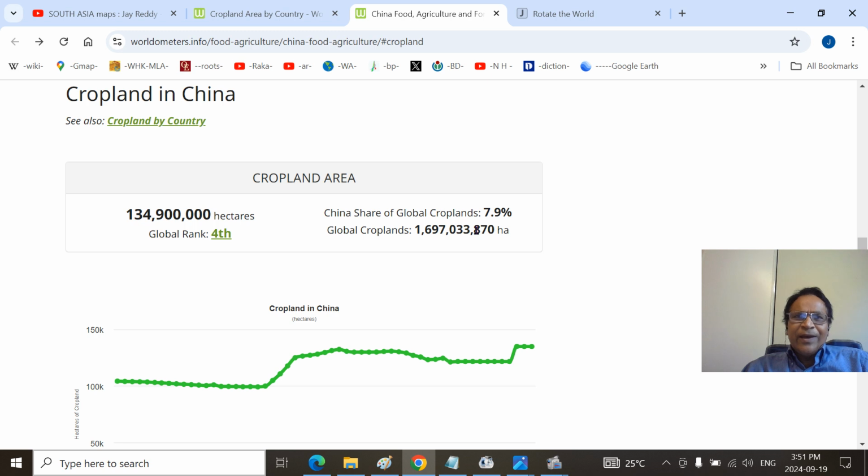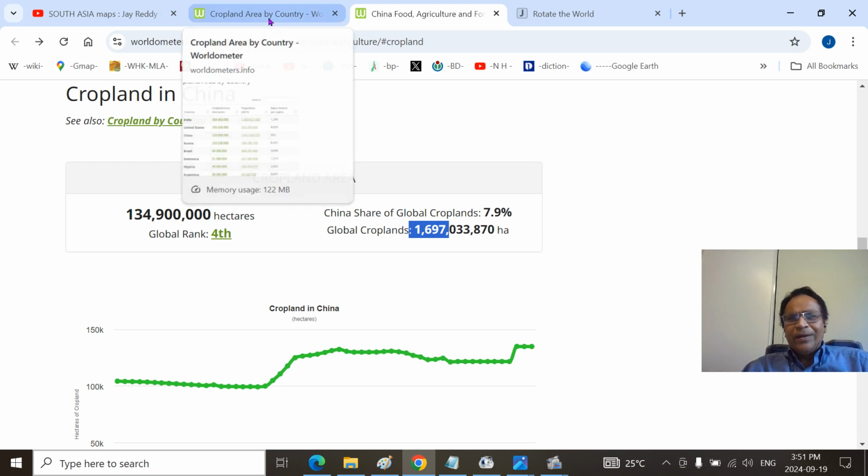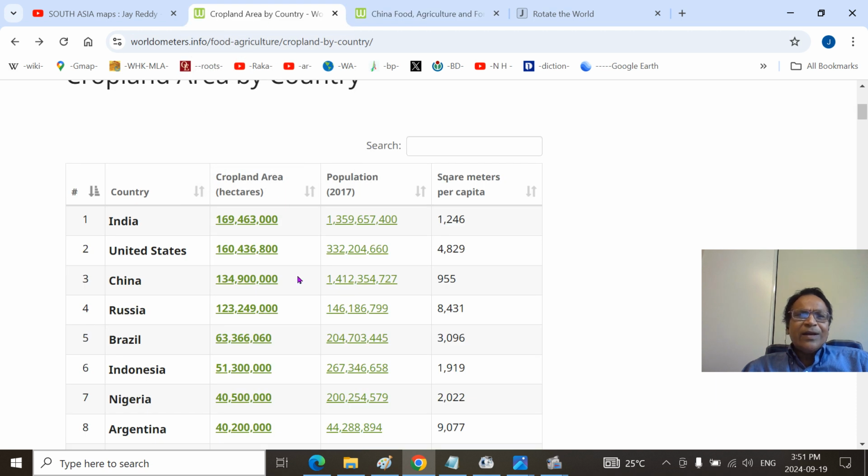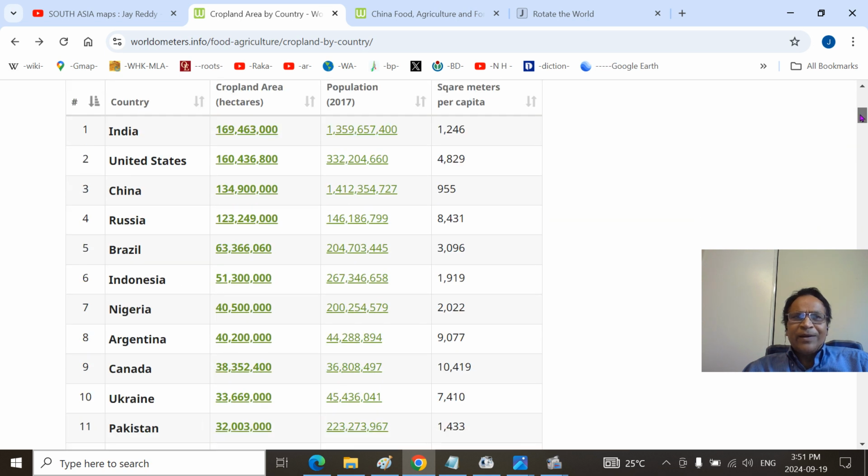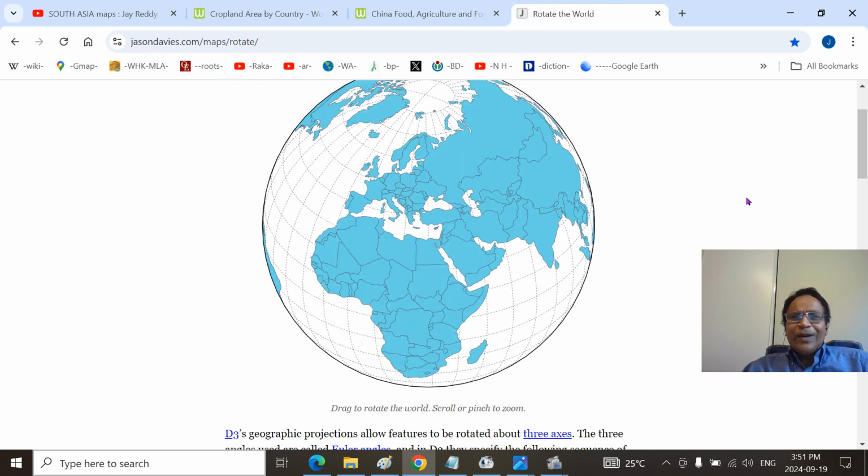China has 134 million hectares of cropland, whereas the world has around 1700 million hectares of cropland. And you see the cropland among the 1700. If you go to this place, you can find it. Yeah, that is the cropland by country. You see China 134. That's what we are talking about. So how do you comprehend the entire thing?